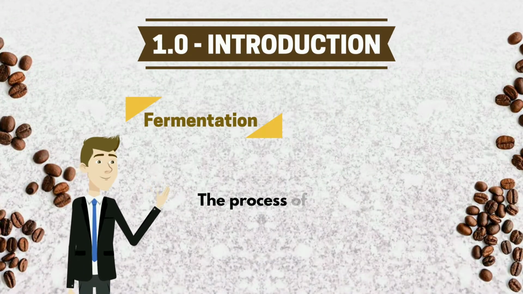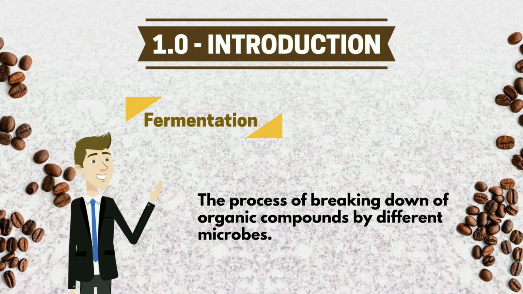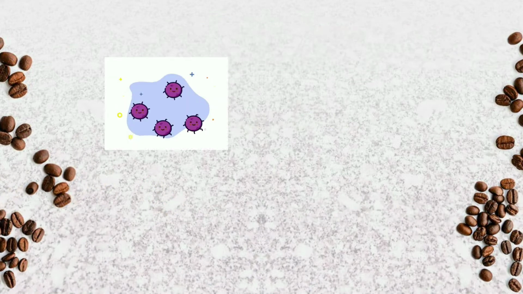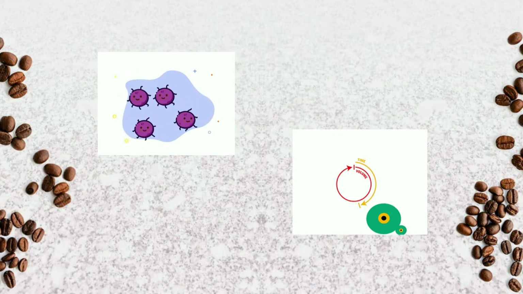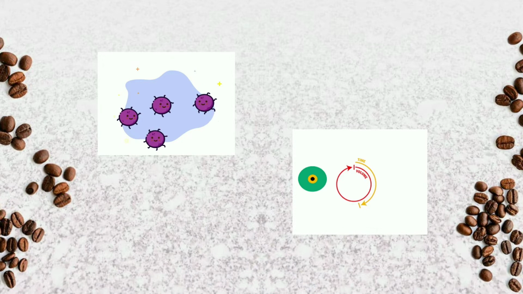Fermentation is the breakdown of organic compounds by different microbes. Bacteria and yeast are some examples of microorganisms that can break down organic substances into simpler ones.